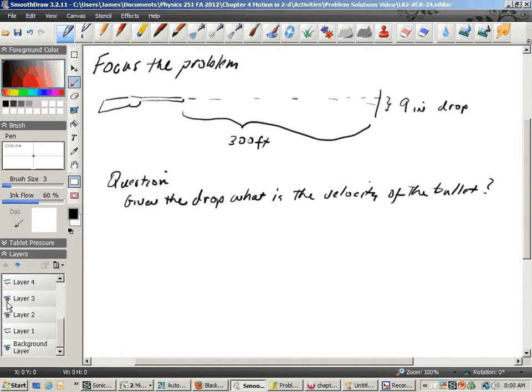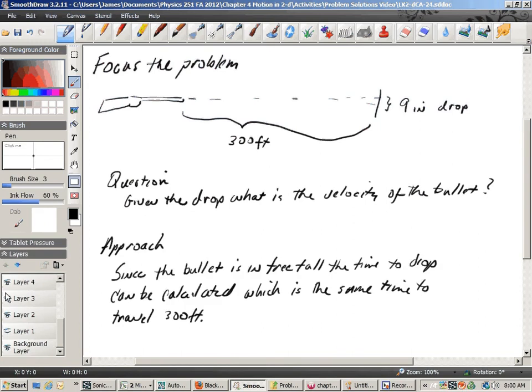So what's the question? Given the drop, what is the velocity of the bullet exiting the rifle? Now, our approach is, since the bullet is in free fall, the time to drop can be calculated since it's constant acceleration, which is the same time for the bullet to travel the 300 feet.